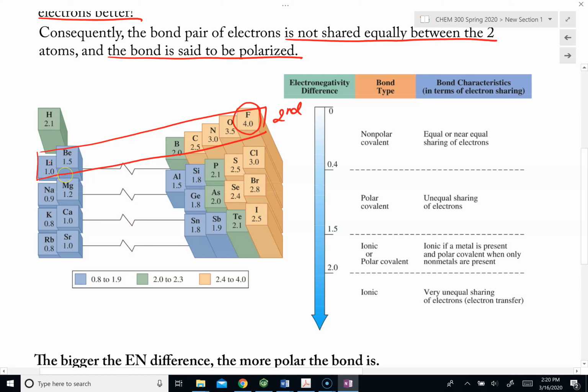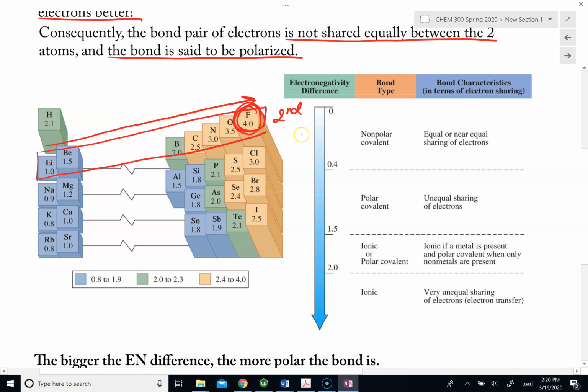And also, this correlates to the size of the atom as well. The size is also decreasing as we go from left to right. And as the size decreases, that means that the electrons are closer to the nucleus. So this atom right here is smaller, and therefore it can attract the bonding electron better to itself.